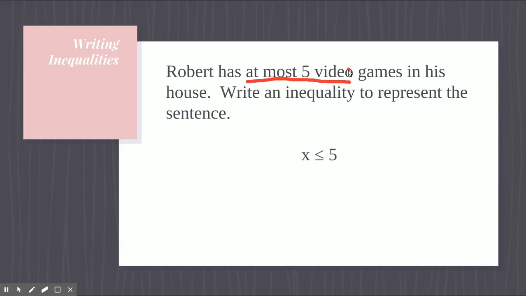So we just write it as x is less than or equal to 5. Okay, because for instance, I could put 3 in there, and 3 is less than or equal to 5, and that still makes sense with this sentence.